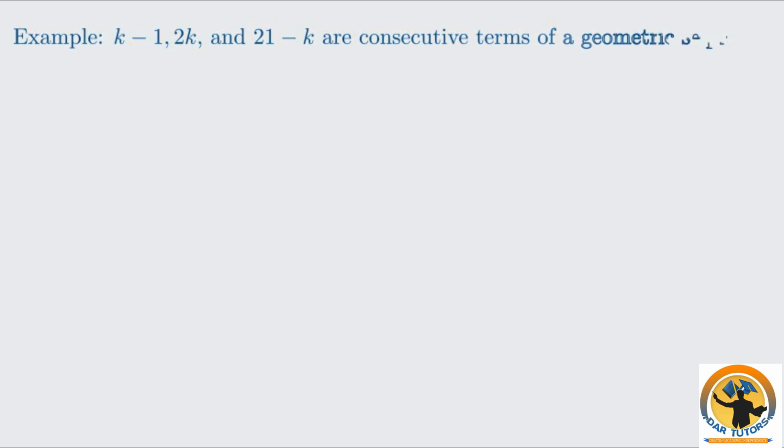Let's look at another type of problem. What if we're given 3 consecutive terms of a geometric sequence, and one of them is an unknown variable? Suppose k minus 1, 2k, and 21 minus k are consecutive terms of a geometric sequence. We need to find the value of k. The key here is the definition of a geometric sequence. The common ratio, r, is constant. This means the ratio of the second term to the first must be equal to the ratio of the third term to the second. So, we can set up an equation. 2k divided by k minus 1 equals 21 minus k divided by 2k. Now we just need to solve this equation for k.